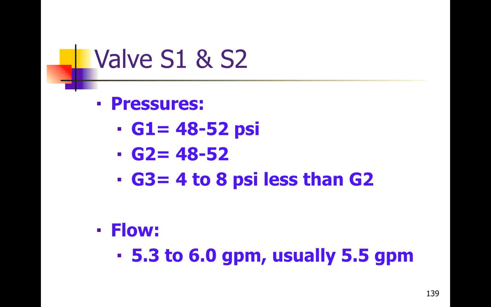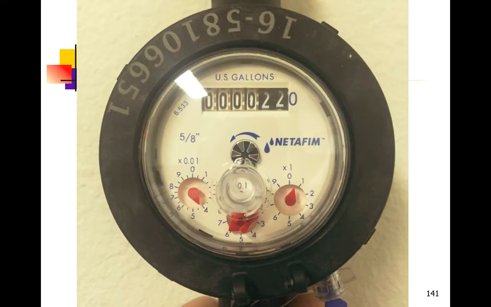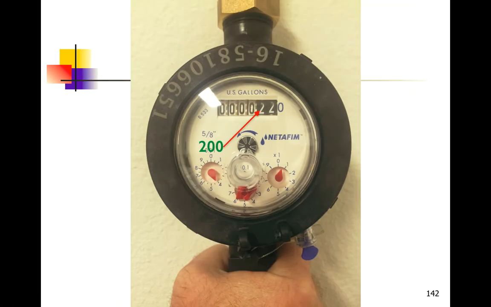If it's much lower than 5.3, like 5.2, we could have a blockage somewhere where not all the emitters are being used, as an example. Again, we're going to measure the flow at 5.5 gallons a minute. We use this particular NetFM style flow meter, and we'll show you how you actually read it. It's a little bit different than most meters that you're used to.